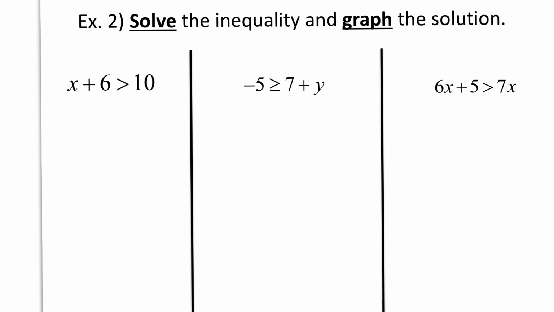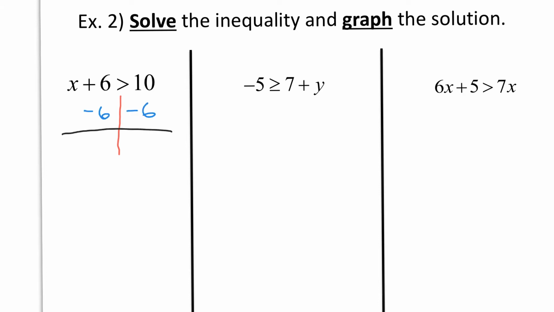You can do the same thing as equations. I like to put a line under the inequality. I want to get rid of the number. I want x by itself. So I'm going to do the opposite, the inverse operations, just like equations. So I'm going to subtract 6 from both sides right here.